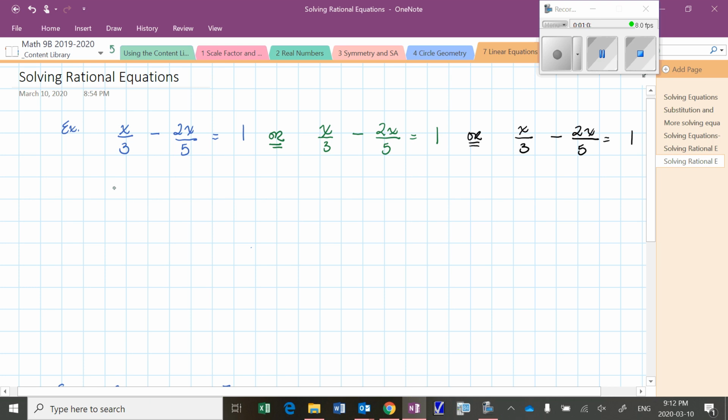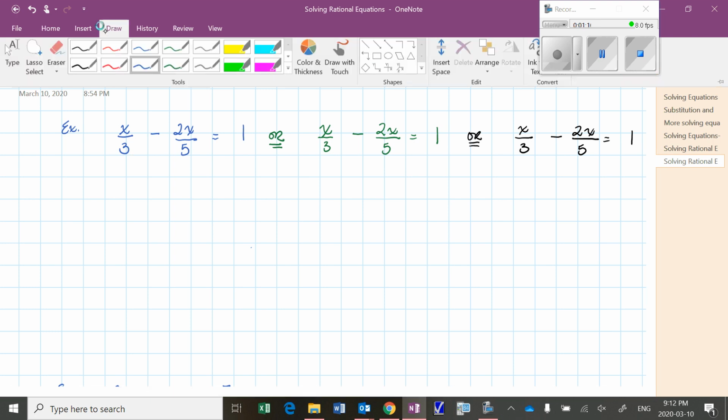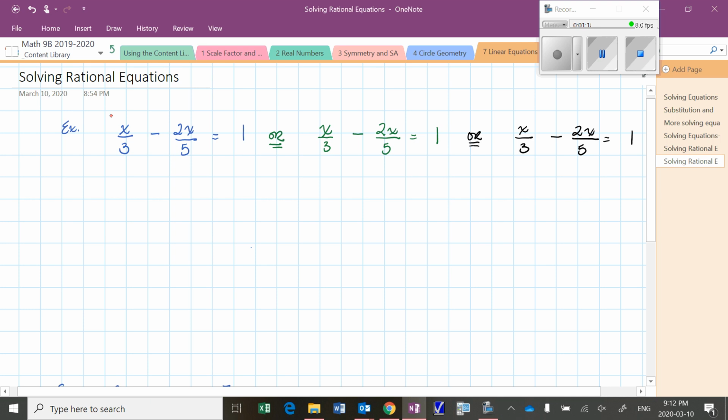x over 3 minus 2x over 5 is equal to 1. And so if you recall what we were doing last class, if I don't like this divide by 3, then our inverse option is going to be to multiply by 3. So I would need to multiply the whole left side by 3 and therefore multiply the whole right side by 3. When I multiply the left side by 3, I'm essentially going to distribute that 3 into both terms.